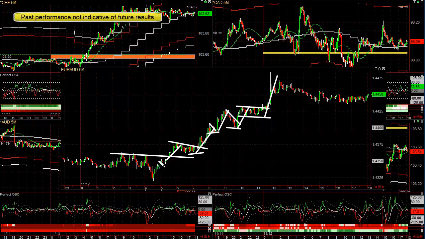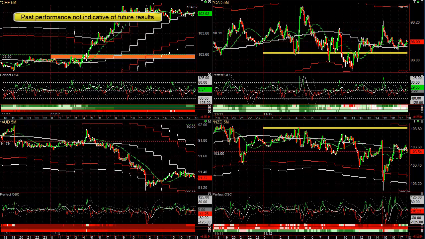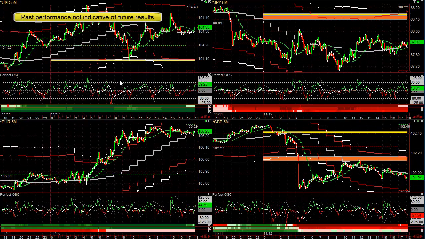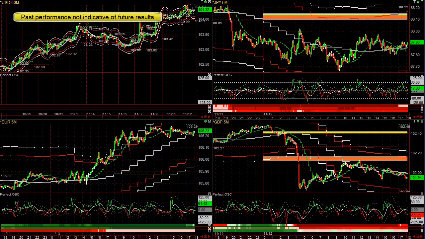And whether you're a short-term trader or a longer-term trader, it doesn't matter. You can use these tools on any time frame you want. If you want to see what the dollar's doing on the hourly chart, type in 60, hit enter, and you can see the hourly chart of just the dollar. And you can use the same methodology to find longer term trades as well.